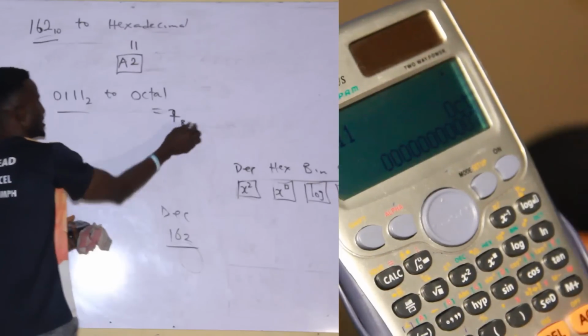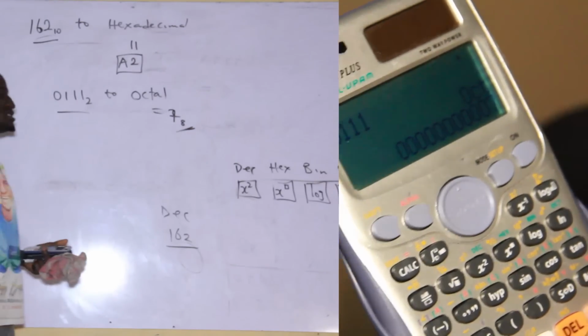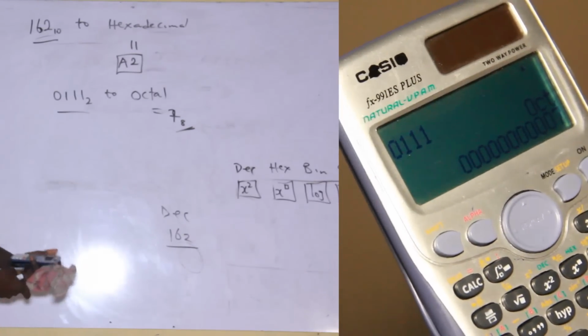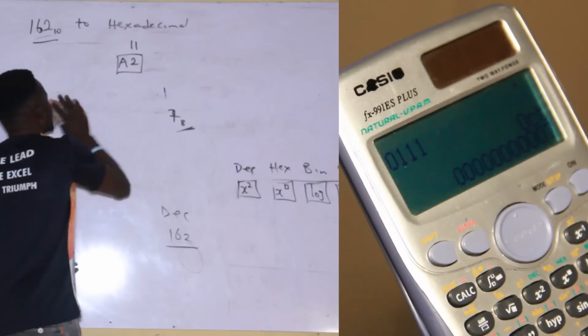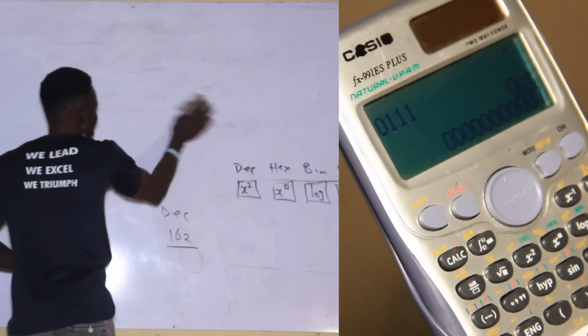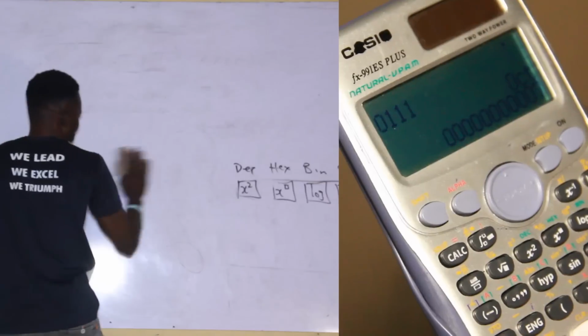7 to base 8. It is equal to 7 in base 8. That is octal. Now let us advance a bit. They can just ask you to convert a decimal number or a binary number to any base.